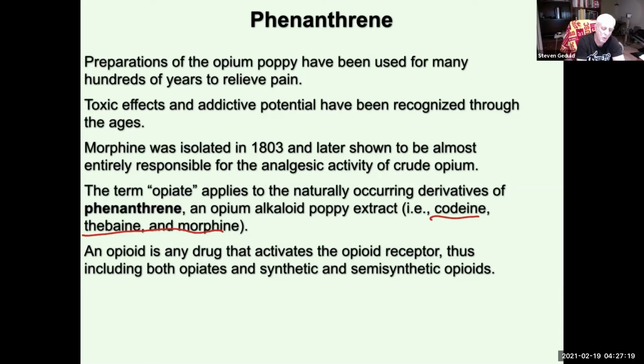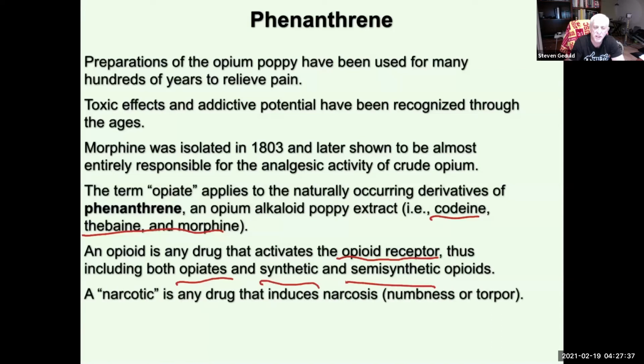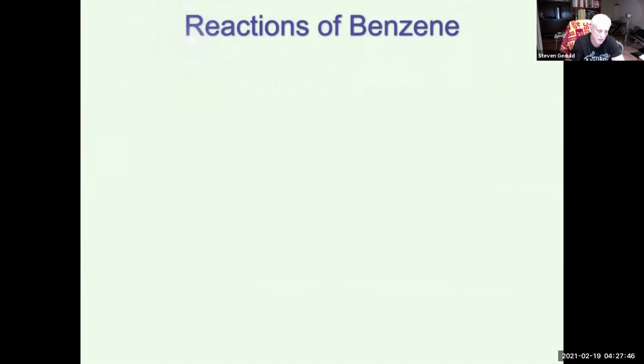So an opioid is any drug that activates the opioid receptor, including both opiates and synthetic and semi-synthetic opioids. The ones that we make, ones that are natural, or ones that are kind of a combination that we've derived chemically. It activates receptors in the brain, causing that high that you feel. A narcotic is any drug that induces narcosis, a numbness or torpor, a downer, basically. Those are the different polyaromatic hydrocarbons and the different effects that they have.